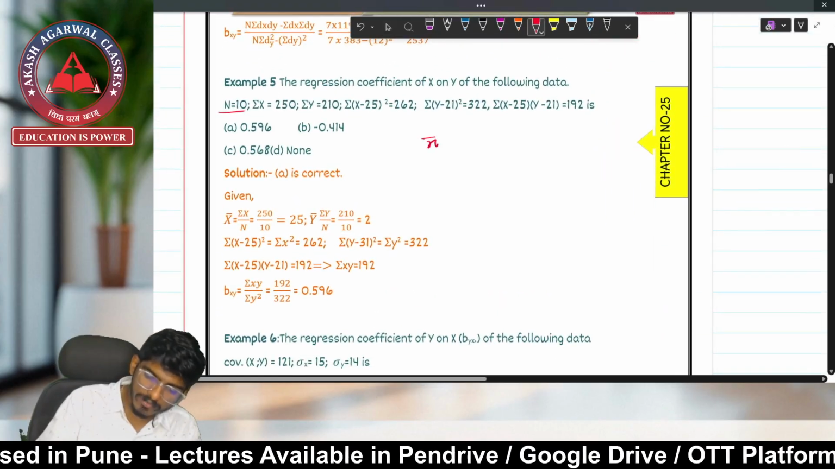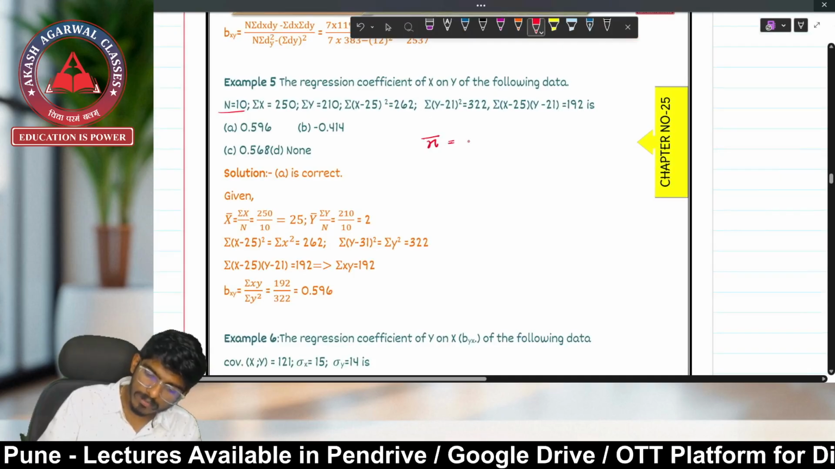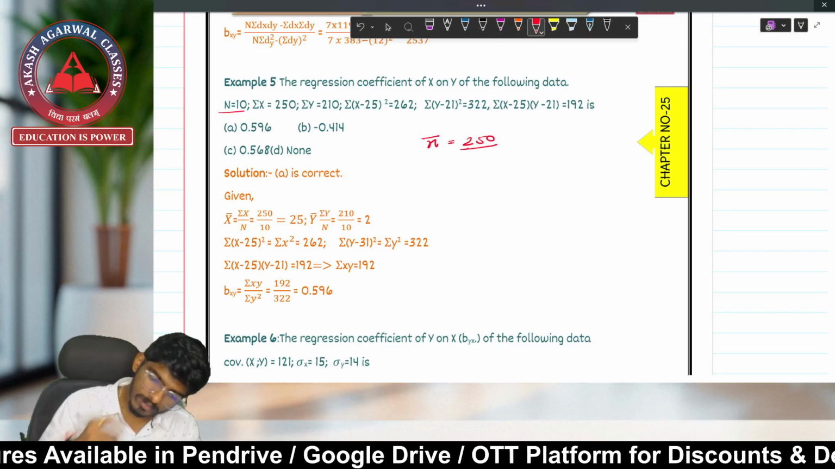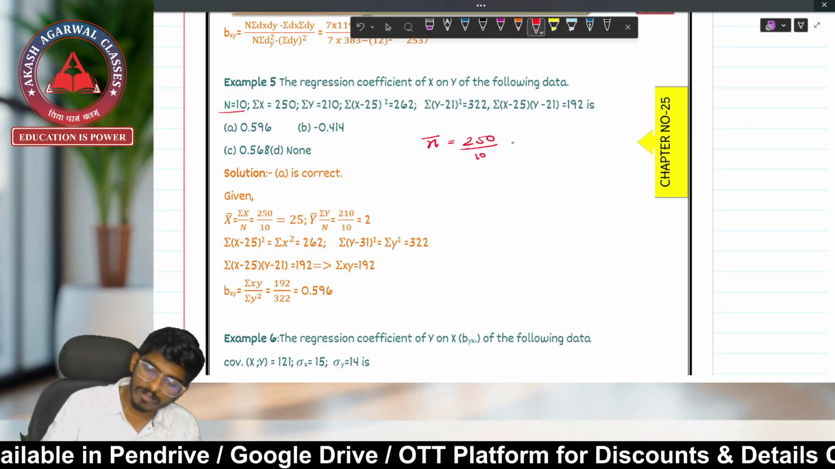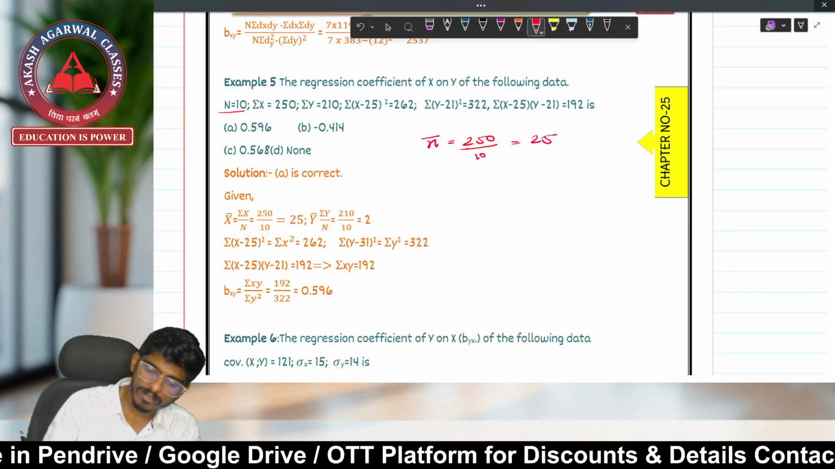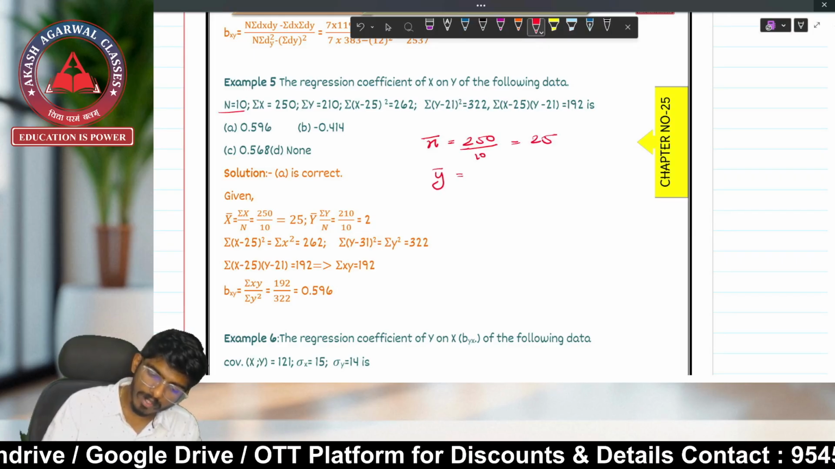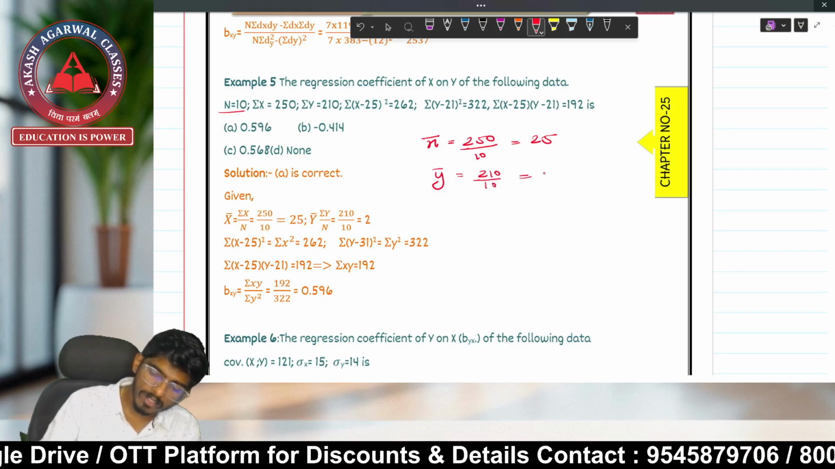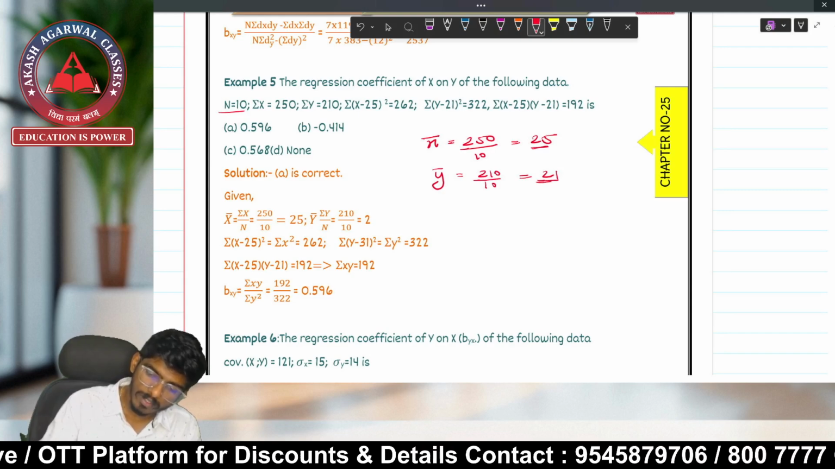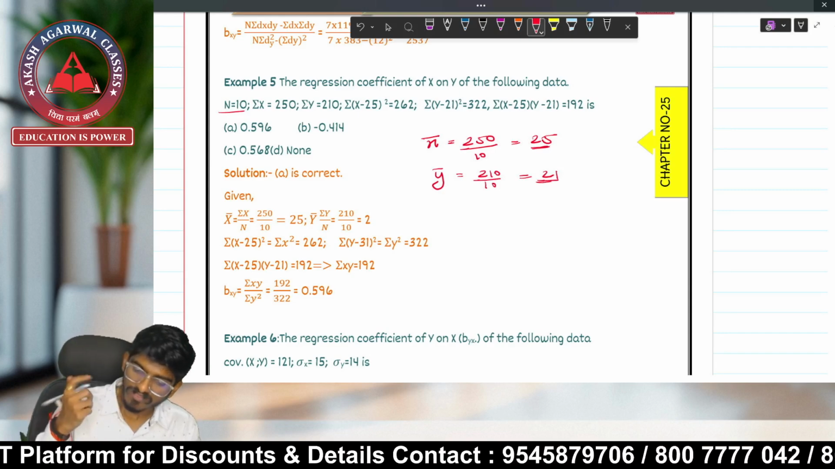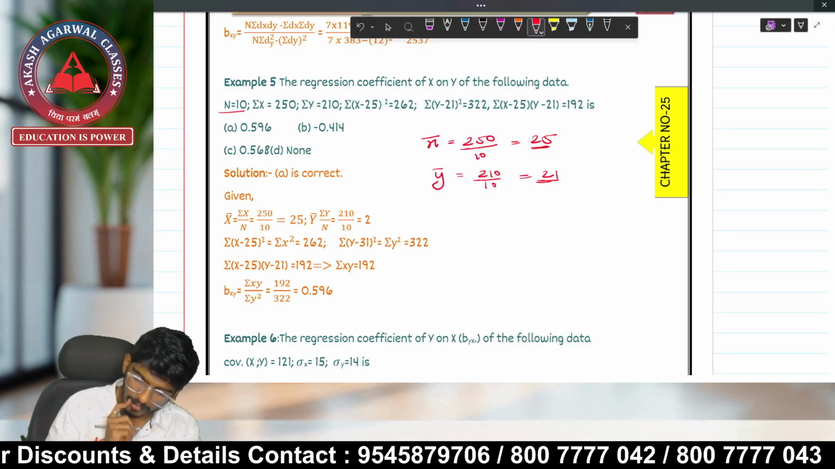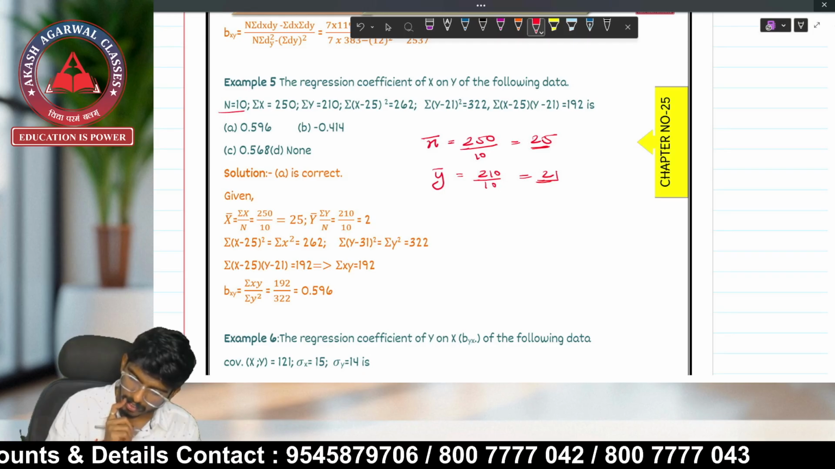Let's find x bar first. X bar is going to be summation of x upon n. N is going to be 10. So this is going to be 25. Now what is going to be y bar? Y bar is going to be 210 upon 10, which is 21. So x bar is 25, y bar is 21. And now I have x bar, I have y bar.